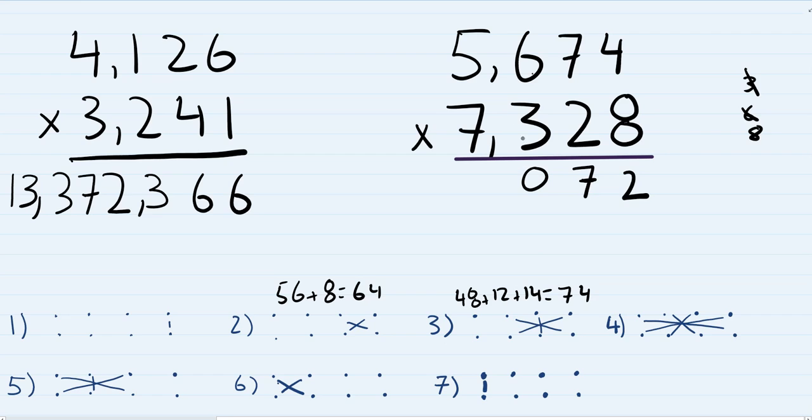I have 4 partial products now. So I have 40, 28, 12, 21. So let's just break it down. I have 68, 40 plus 28 is 68. 68 plus 12 is 80. 80 plus 21 is 101. Okay?